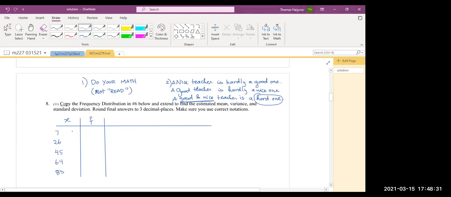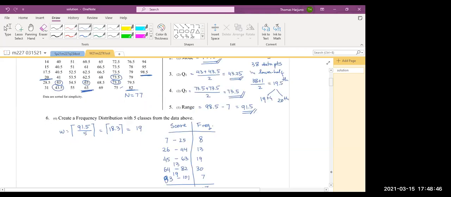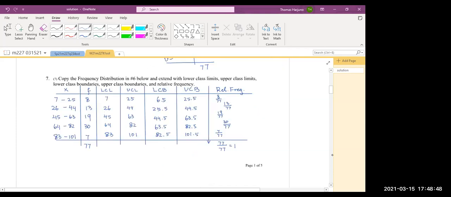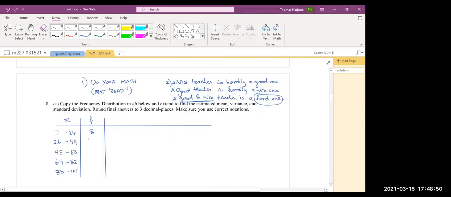Okay, this is 25, this is 44, 63, 82, 101, and I think this is 8. The first one is 8. What else? 13, 19, 37. 13, 19, 37. A total of 77.